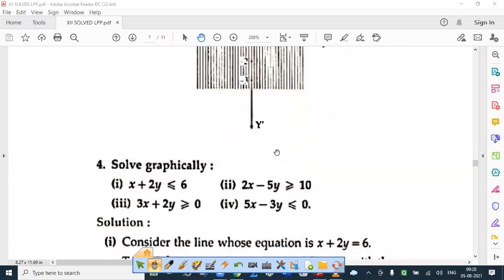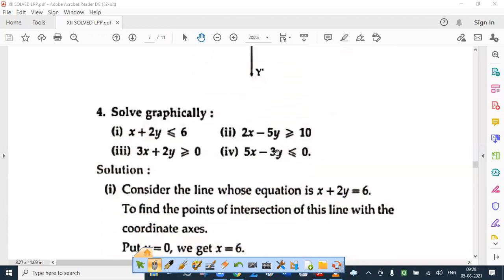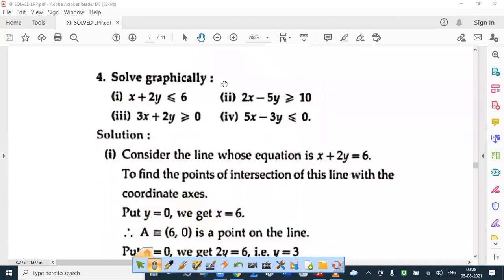Okay, now we will start drawing the graph. Only the first part is explained. x + 2y ≤ 6. Consider the line. Let me explain first, because the second, third and fourth you are supposed to solve. I won't solve those. Consider the line whose equation is x + 2y = 6.